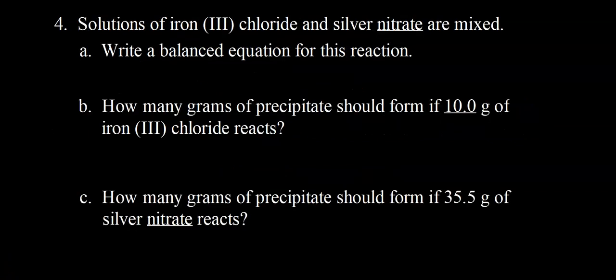All right, let's try another one. This time we have a different type of reaction. Solutions of iron(III) chloride and silver nitrate are mixed. What kind of reaction is this? This is a double replacement reaction. This is a precipitation reaction. So start off with the balanced equation for the reaction. Go ahead and pause the video, just do that part. Pause now, please.